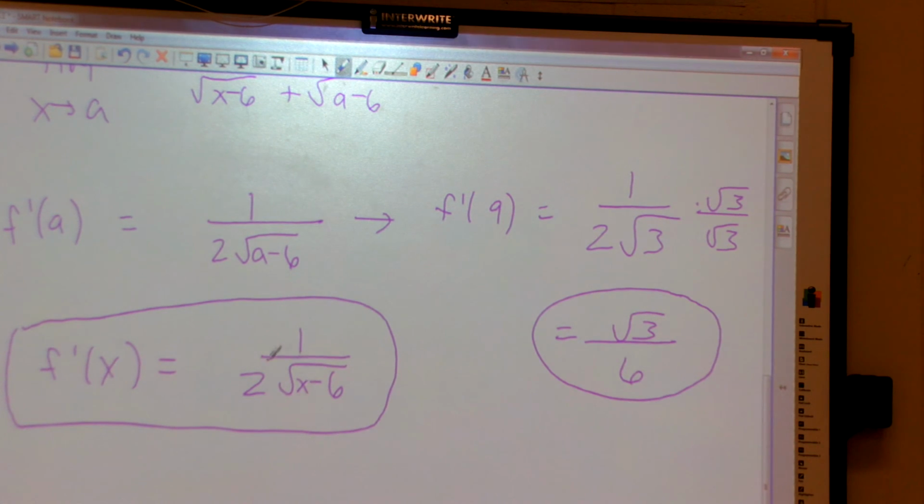Now, notice I didn't get the square root out of the bottom here because it's a function. We're going to get some really, really gross, nasty functions in this chapter. We don't really bother cleaning those square roots up. And they do get gross. But this is my answer. This is the slope at 9. Right there. You get the idea?